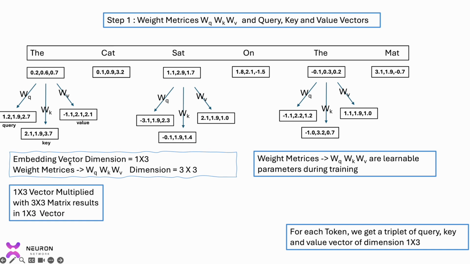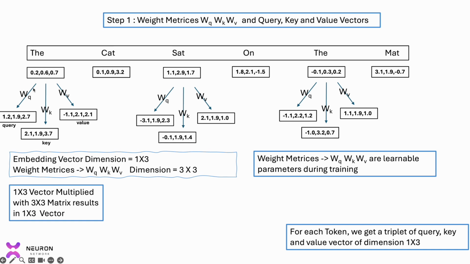Now, what is the embedding vector dimension? It is a row vector, 1 cross 3, one row and three columns. And our WQ, WK, WV, which are learned during the training, are 3 cross 3 matrices, okay? Now these Q, K, and V have special names. Q stands for query, K represents key, and V represents value. We'll see why these names are given, okay?